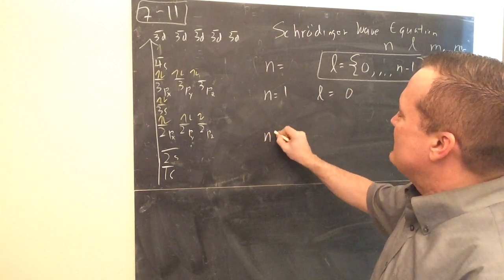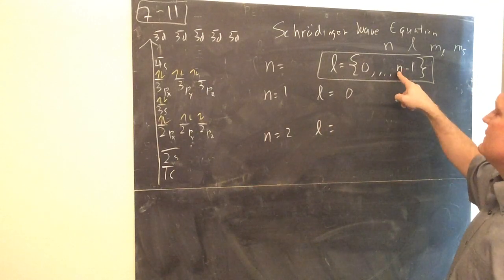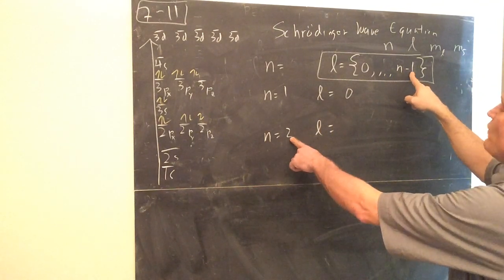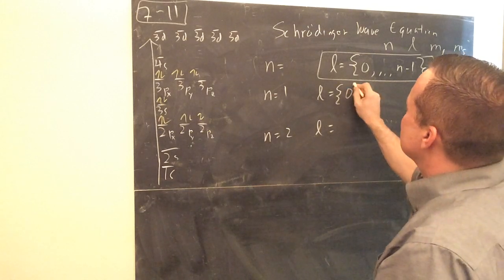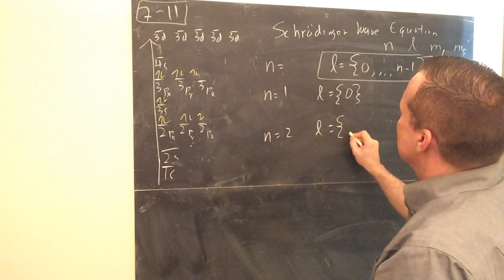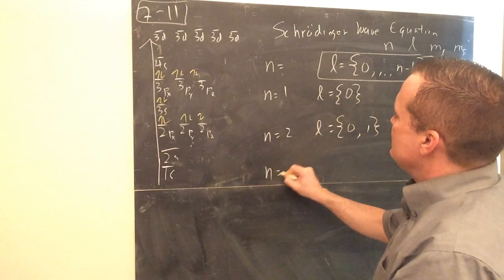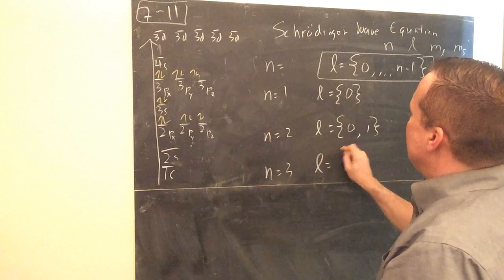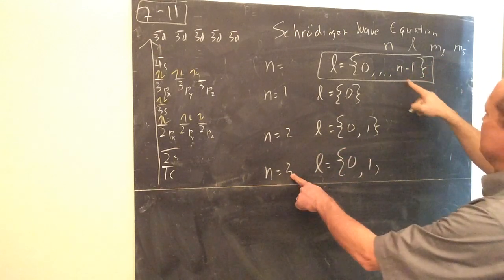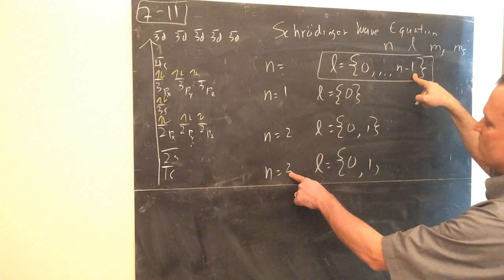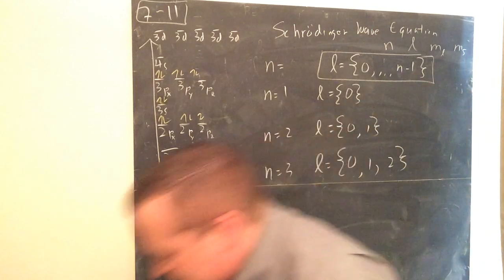If you're at level N equals 2, L could be, N minus 1 is 1, so it can be any number from 0 to 1. Here it's only the set of 0. Here it's the set of 0 or 1. If N equals 3, L would be any number in the set of 0, 1, or 2, since 3 minus 1 is 2. So what does this mean? What in the world am I talking about?